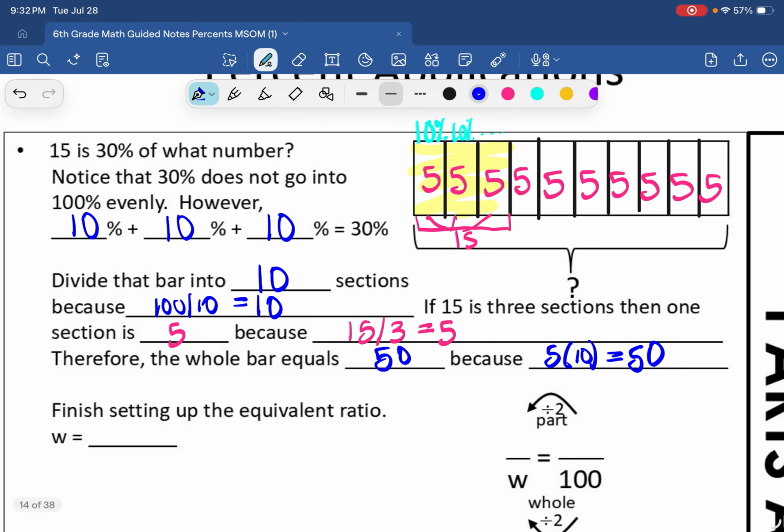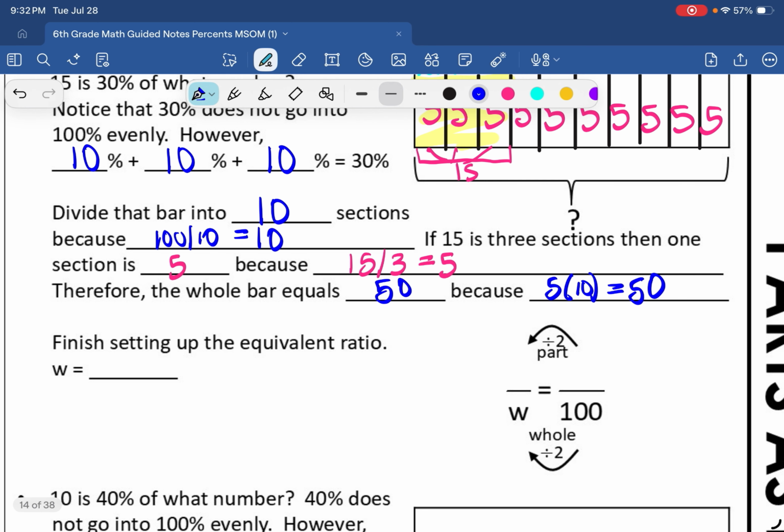Let's set this up using equivalent ratios. So I want to figure out 30%, and it tells me that 30% is 15. So 15 is my part, not my whole. And so now I'm going to look for a multiplicative factor. I notice that 15 times 2 is 30. Therefore, some number times 2 is 100. And if I don't know that, I can divide 100 divided by 2. And that also gives me 50.